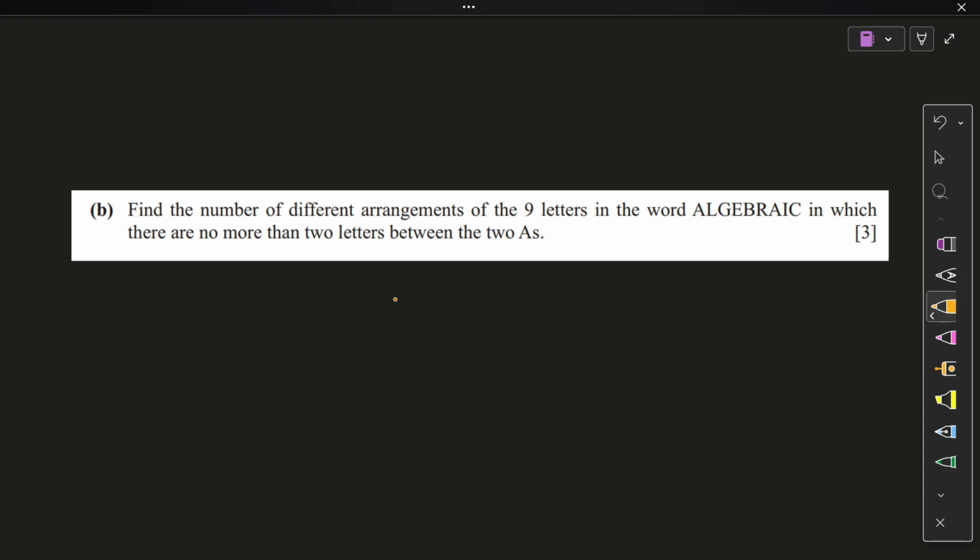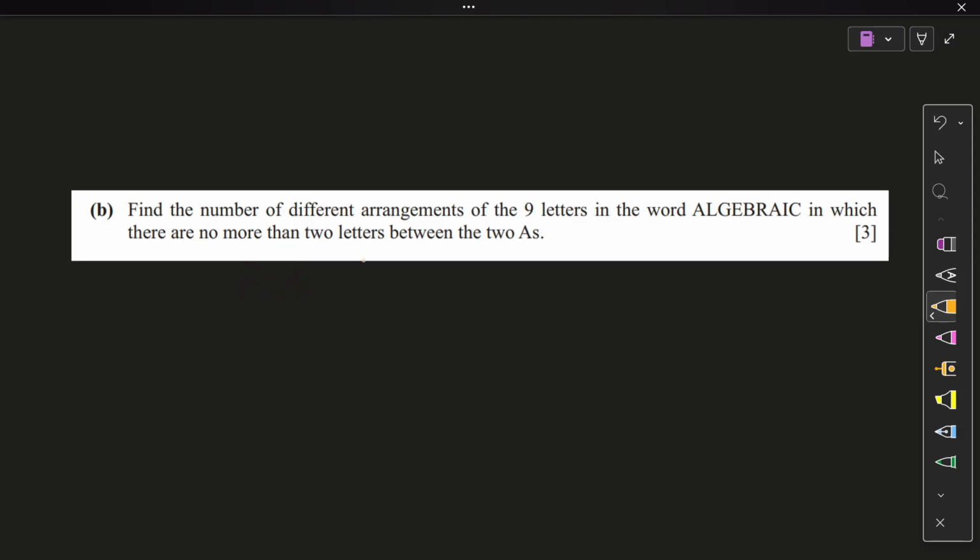Okay. Wait, let me read this more carefully. In which there are no more than 2 letters between the two. See, the keyword here is "no more than 2". Mostly they would say exactly 2 letters between the two A's, right? That would be your normal keyword. But here they've mentioned "no more", right?